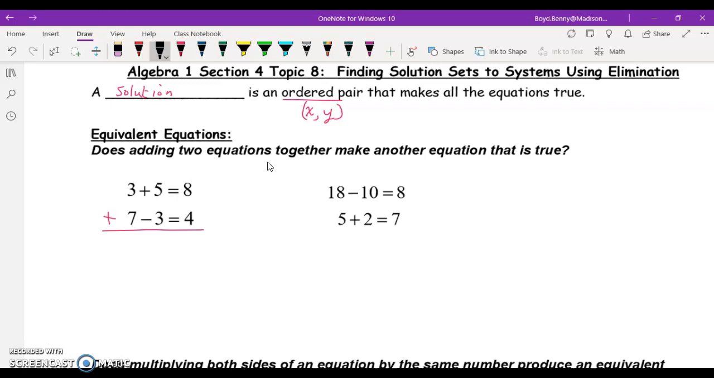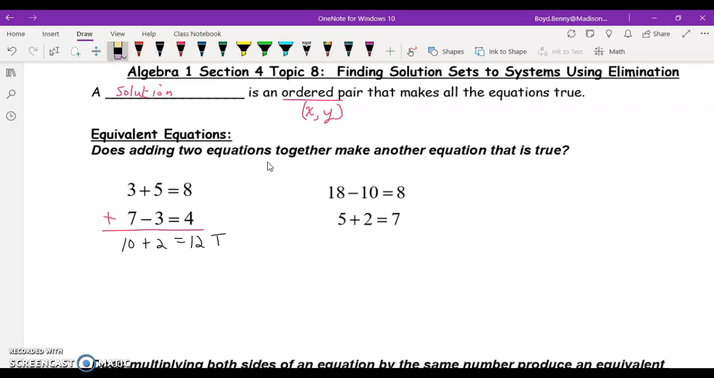that's actually true? So let's see, 3 plus 7 would give me 10. 5 minus 3, or 5 plus negative 3, would be 2. And then 8 plus 4 would give us 12. Now, is 10 plus 2 equal to 12? Is that a true statement? Well, it is. So what did we find out? We found out that if we add two equations together, we get another equation that's true.